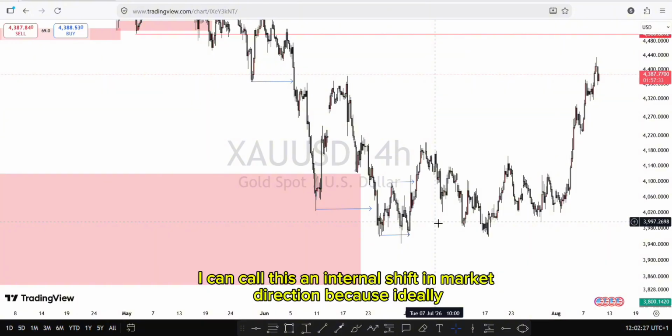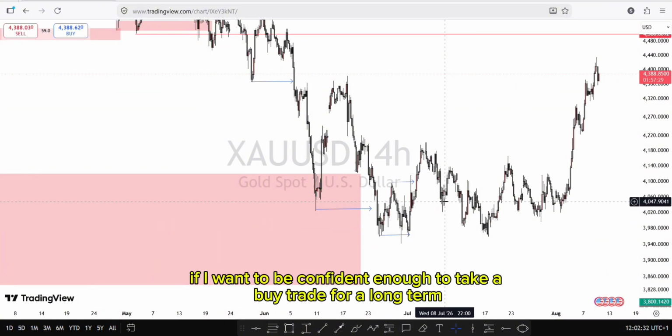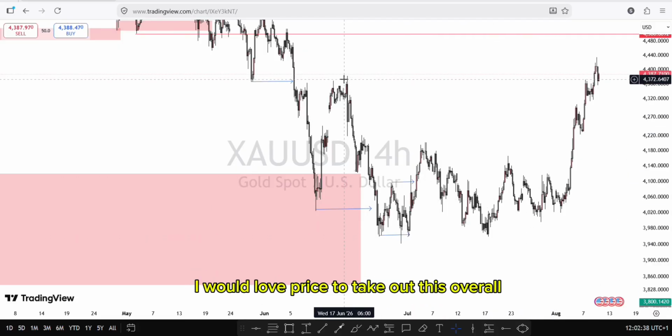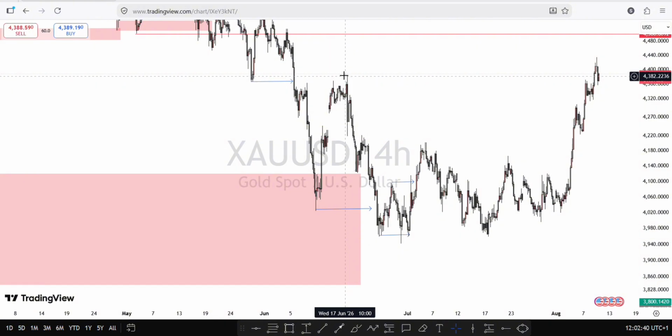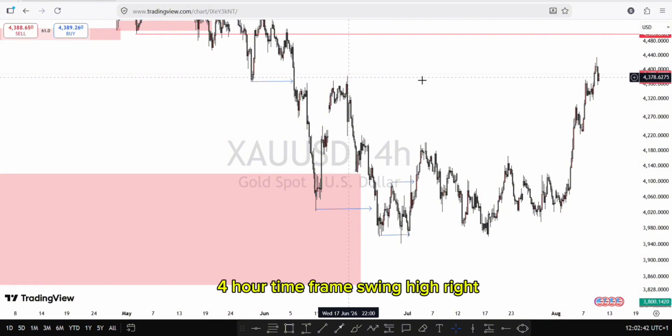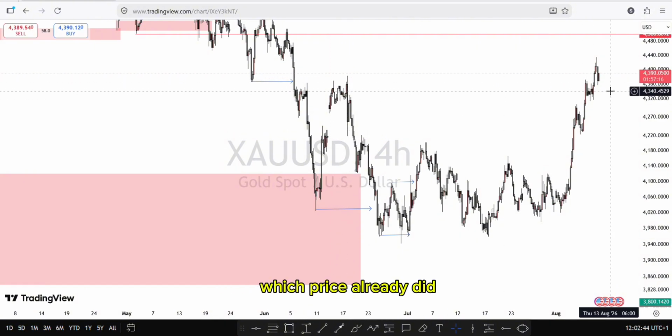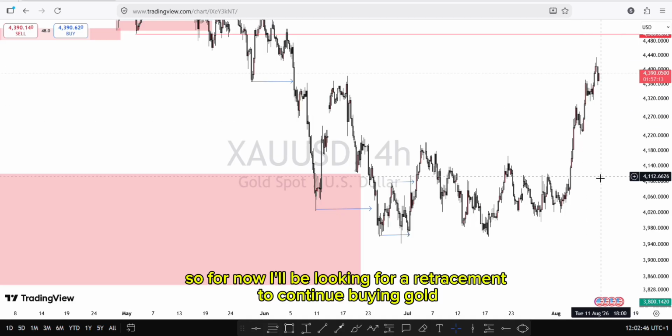I can call this an internal shift in market direction, because ideally, if I want to be confident enough to take a buy trade for the long term, I would love price to take out this overall 4-hour time frame swing high, right, which price already did. So for now, I'll be looking for a retracement to continue buying gold, right?